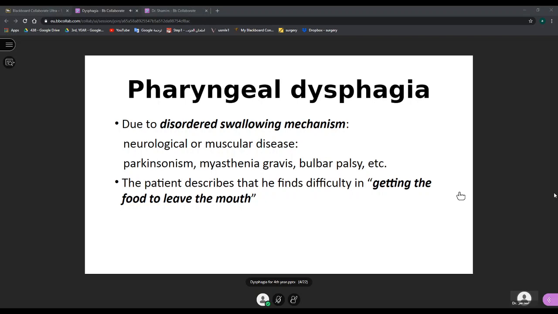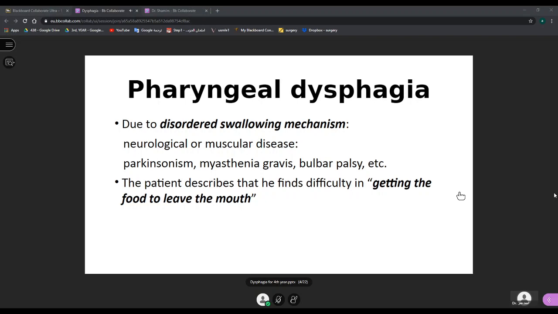Okay, so if you want to differentiate, then you ask the patient, where do you feel the difficulty? Sometimes the patient can tell you that he has difficulty getting the food leaving the mouth. If he says something like that, then this is most likely again esophageal dysphagia. So at the very beginning of your clinical evaluation of those patients, to find out the underlying cause, try to find out whether the dysphagia is pharyngeal or esophageal. Okay.